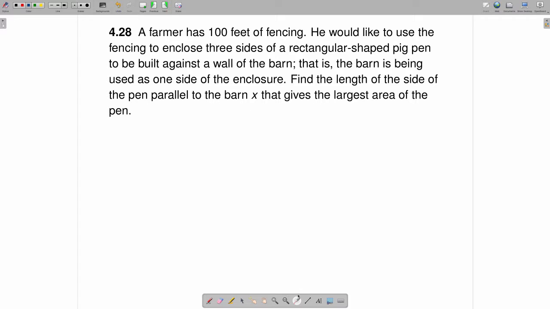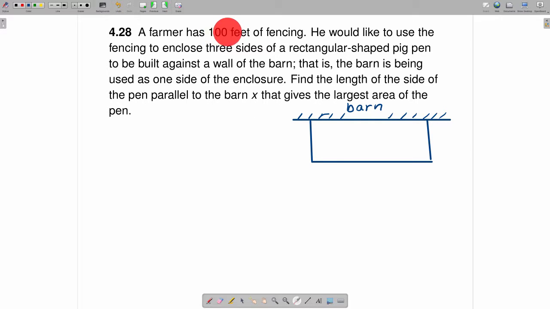of the pen. So we should start out with a sketch here. Here is the barn, so let's label that. That's going to serve as one side of the pig pen. And then what we have is one side coming out here, another side going across, and finally this side here. The total amount of fencing that is used here is 100 feet, which is given in the problem.